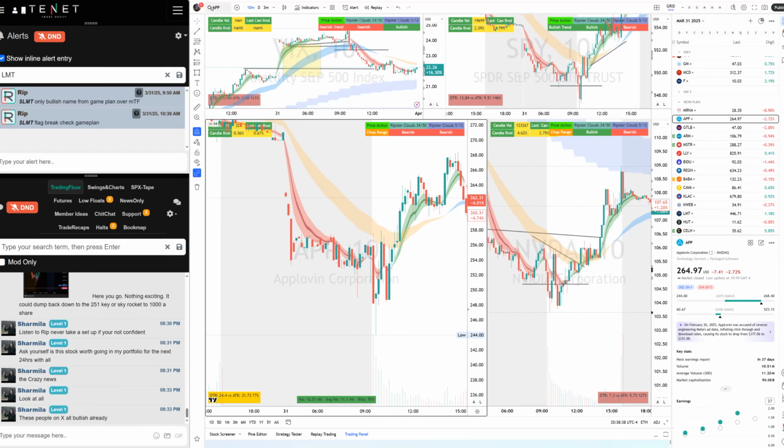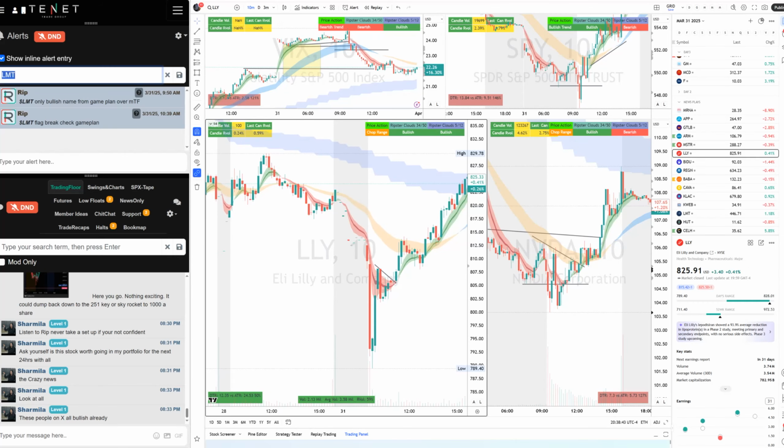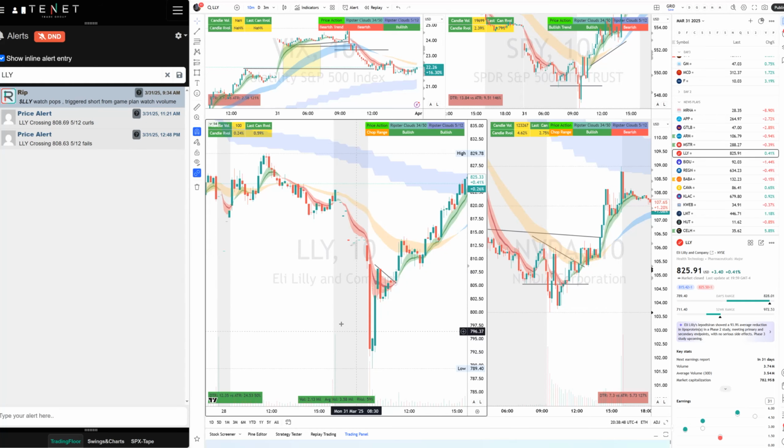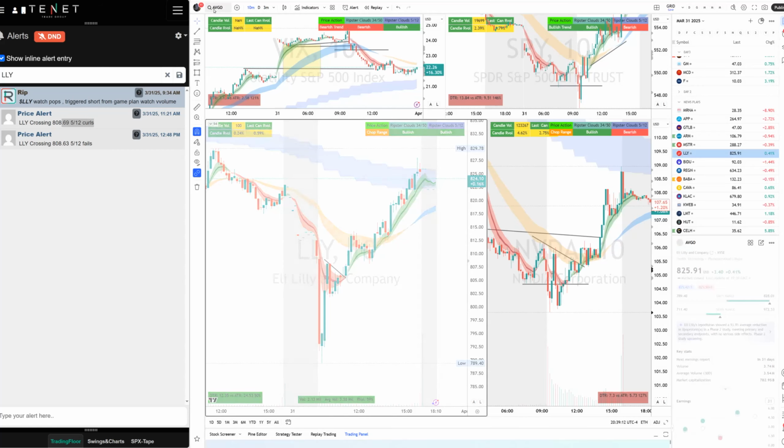All right, next we're going to look at Lily. Lily was a decent flag break. I mentioned in the community that Lily is having a flag. Initially it was a short, but then it gave a 512 curl right here. And this happened. I sent the alert as well. 512 curls were right here at 806, 807. The alert was a little later. But you see that from the 512 curl alert, it went on to push 3450, flagging, and went all the way to the MTF clouds. So where the long was, Lily was right here. Those were the setups.